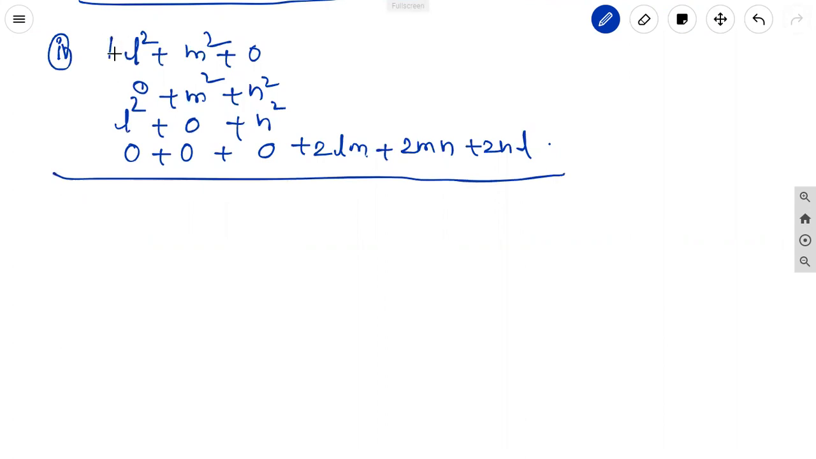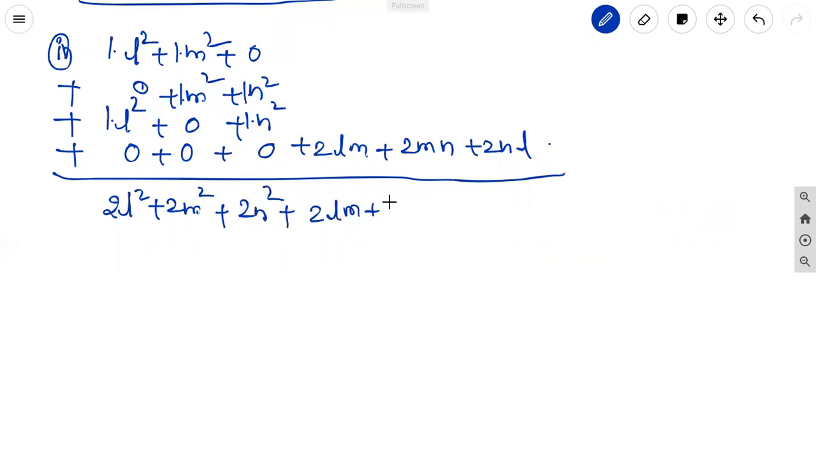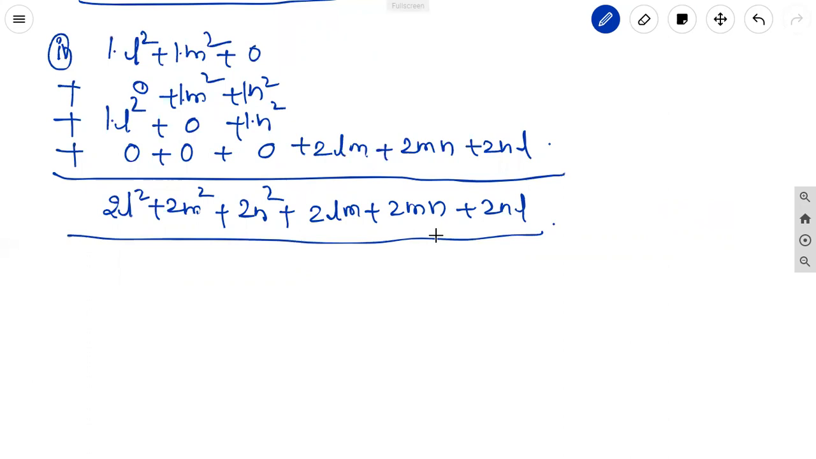Here l square is nothing but its coefficient 1. We can add all four expressions. 1 plus 1, it's 2l square. Plus 1m square plus 1m square, it's plus 2m square. Plus 1n square, 1n square, plus 2n square. Plus 2lm plus 2mn plus 2nl. It is the addition. Okay.